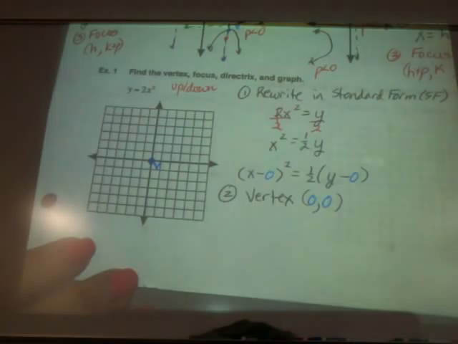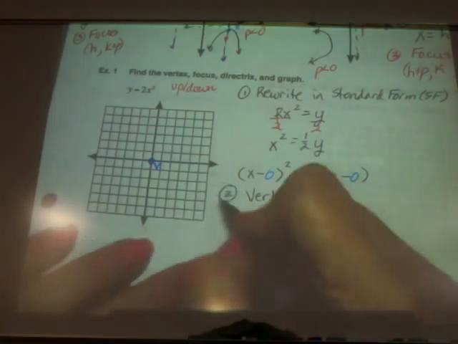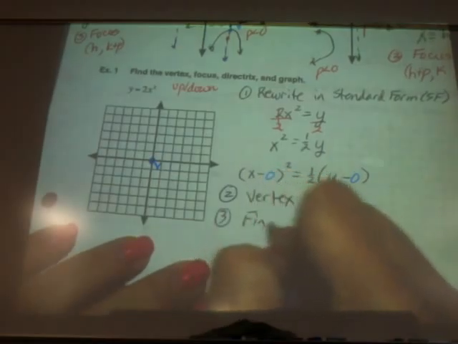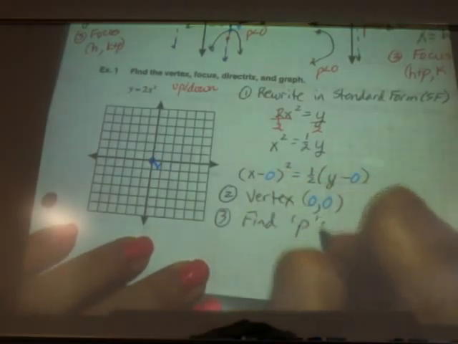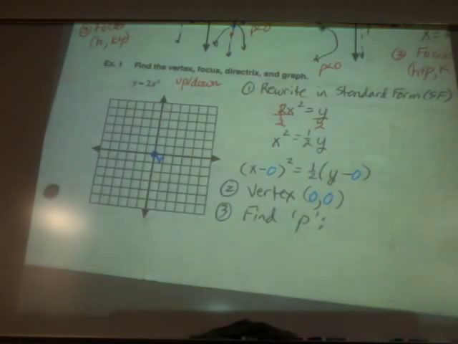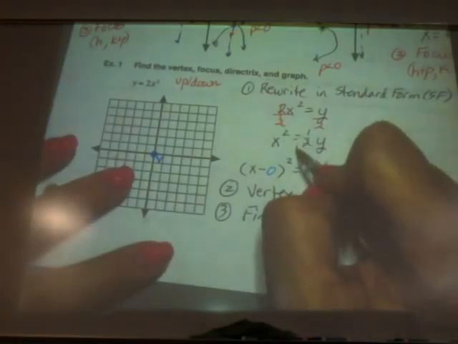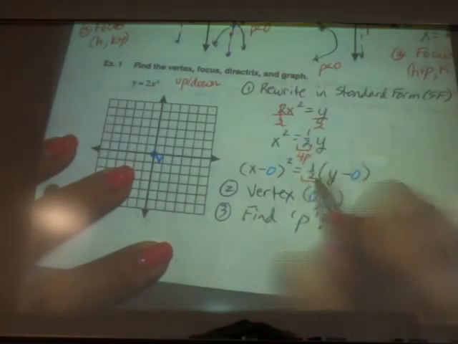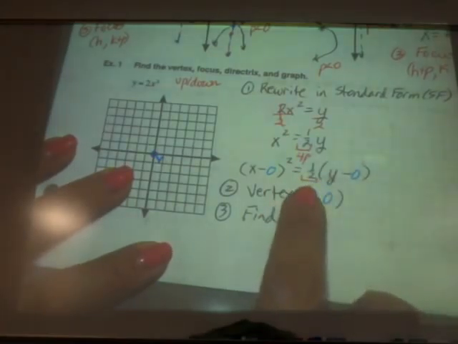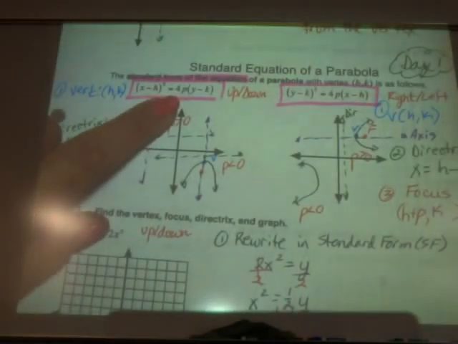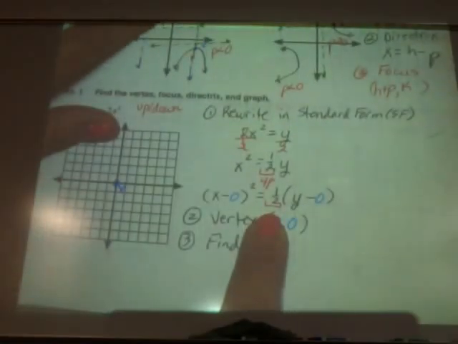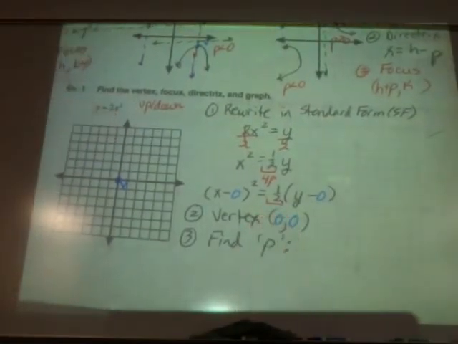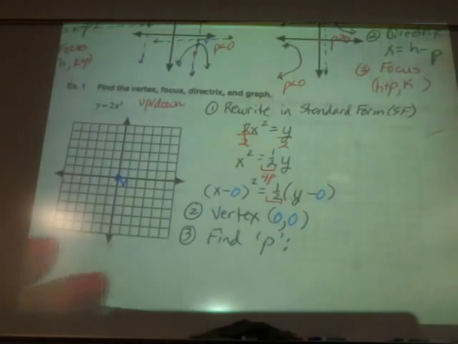I still don't know whether it opens up or down. So that's next, I'm going to find P. So step 3, find P. Now, isn't this part right here, isn't this part equal to 4P according to the formula? This part right here? Shouldn't that be 4P? The formula says right up here that that's 4P. Do you see where I'm getting that from? Yes or no? Okay.